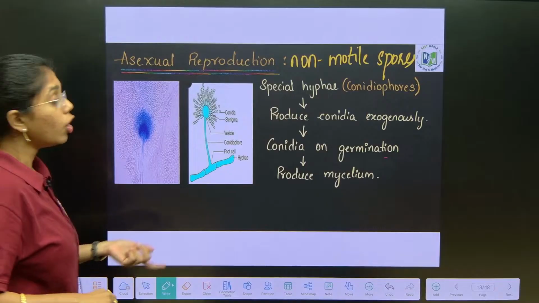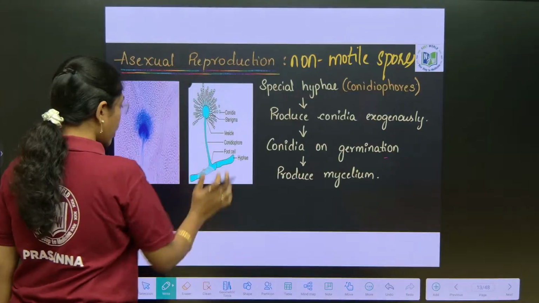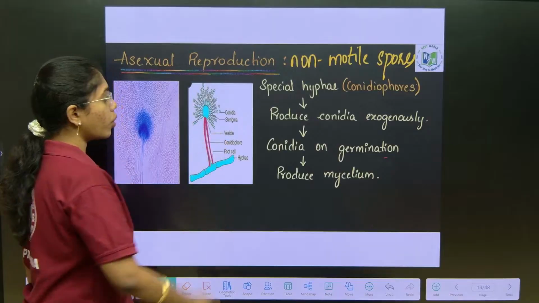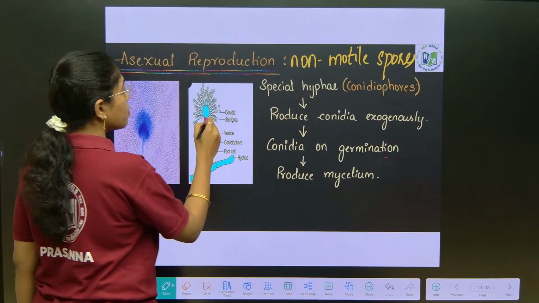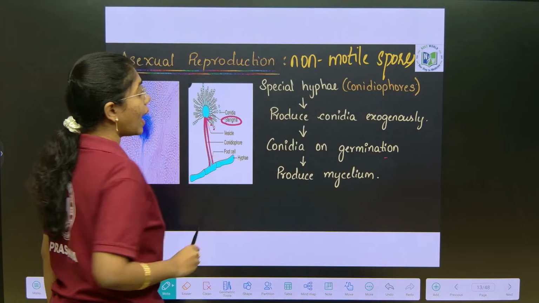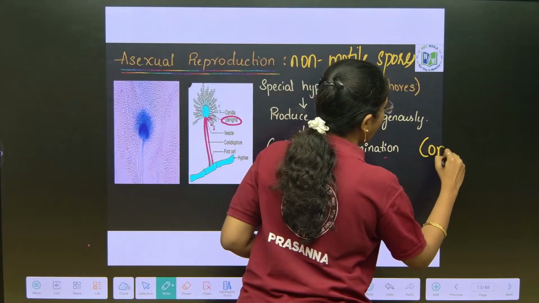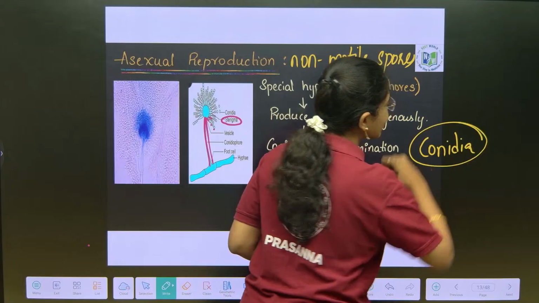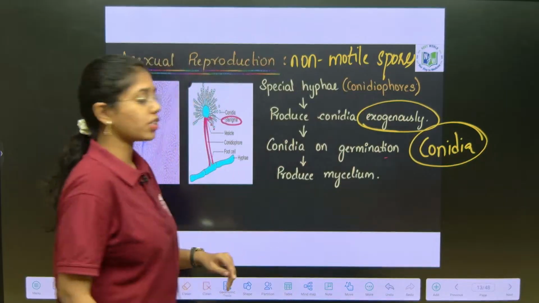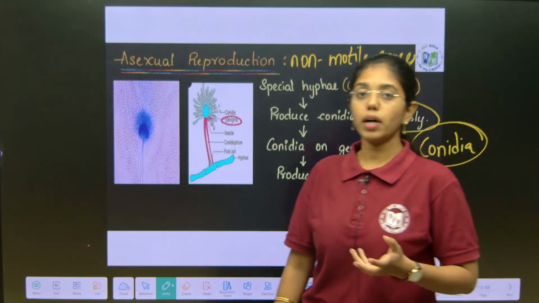Non-motile spores include conidia. Conidia are produced from specialized hyphae called conidiophores. Above conidiophores, some specialized structures are present, they are sterigmata, and over sterigmata haploid non-motile spores are produced, those are conidia. Conidia are the only exogenously released asexual spores, remember. These conidia landing onto a suitable substratum will develop into a new mycelium.